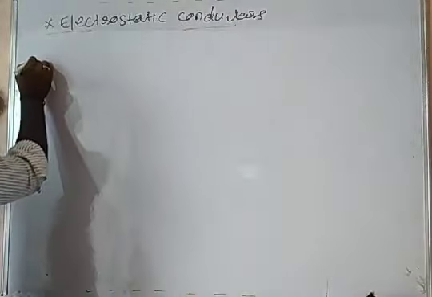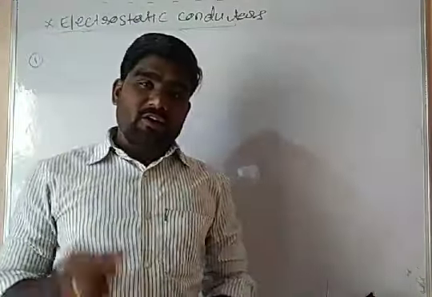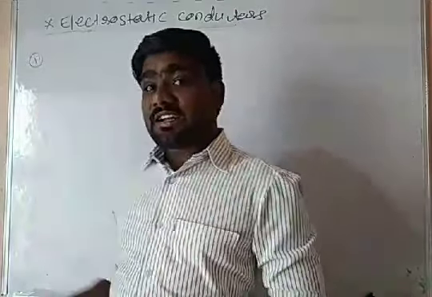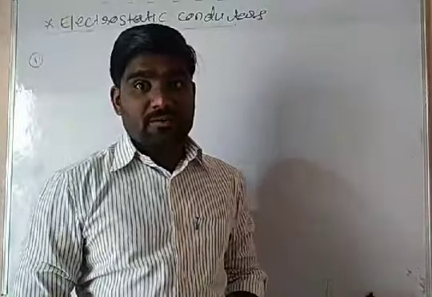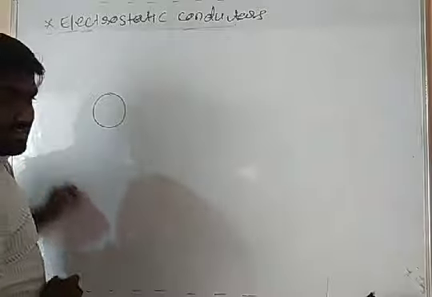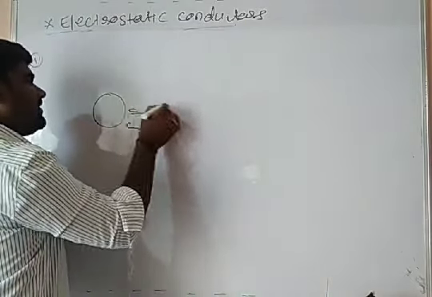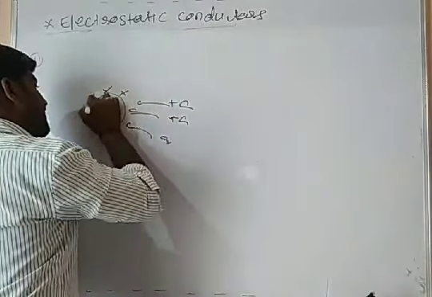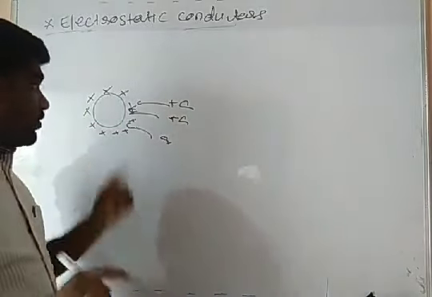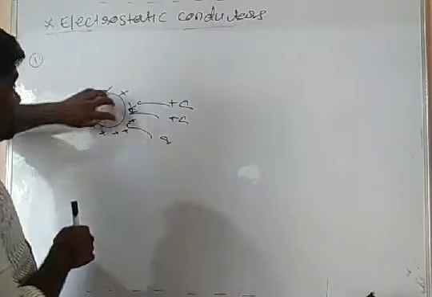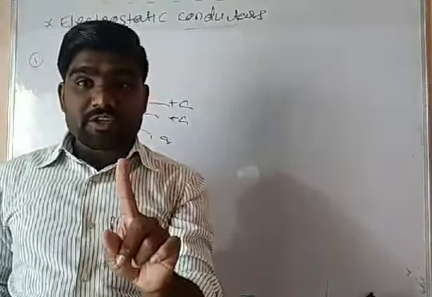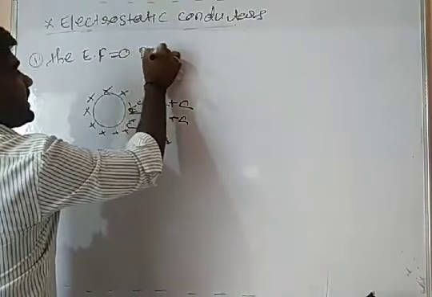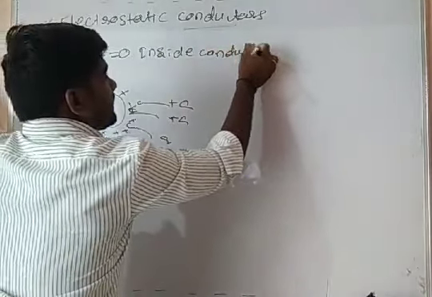First one: if I consider a conductor, the charges always reside on the conductor. If the charges reside on the conductor, it means inside the conductor there will be no electric field. Got the point? If I give a plus Q charge to this conductor, these charges always reside on the conductor itself. These charges may not go inside the conductor. From this we can conclude that the electric field must be zero inside the conductor. That is the first property: the electric field is zero inside the conductor.